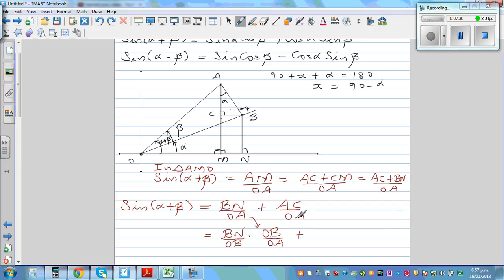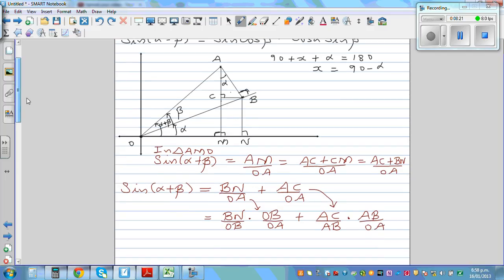Plus, okay, you got AC over OA. Again, that's not helping. Can I write this as AC? AC is in one triangle and OA is in a different triangle, so that's not going to help me. So I'm going to write a side here which is going to help. AC over AB times, I have to cancel this AB, so I'm writing AB over OA. This and this are one and the same.